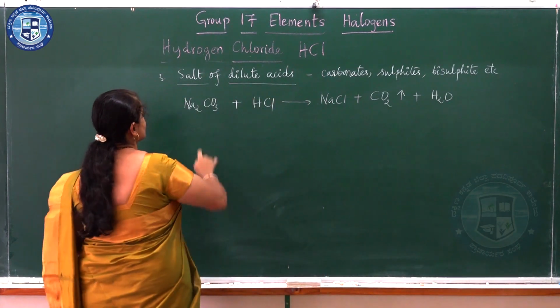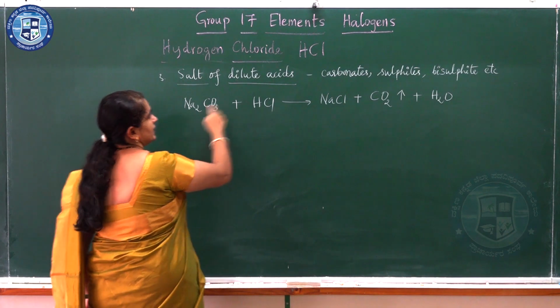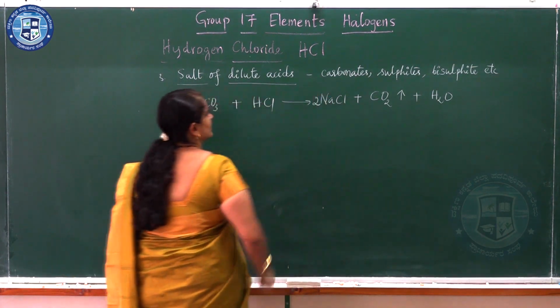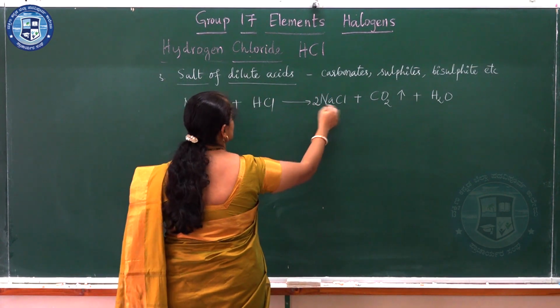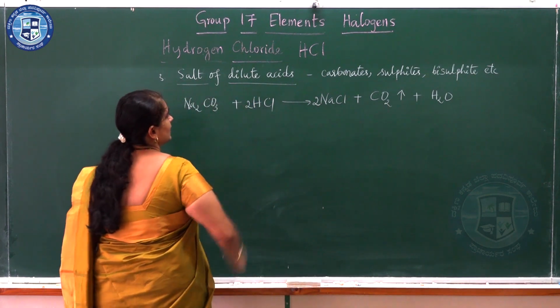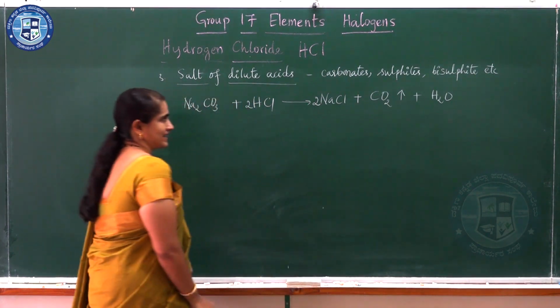Now you have to balance this. I have 2 Na over here, so we should make it as 2 NaCl and this becomes 2 Cl. I have 2 HCl and the rest of the things are balanced.